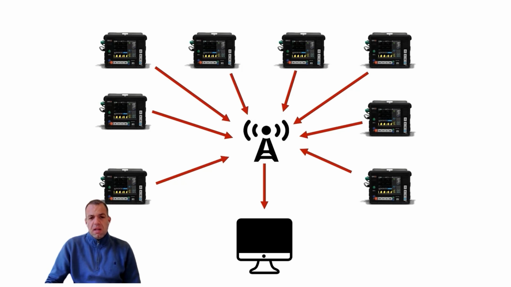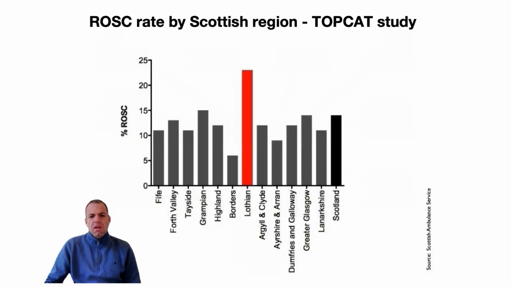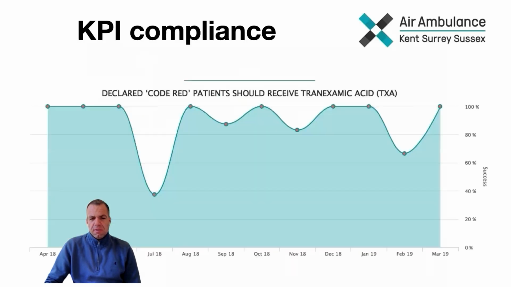And this is exactly what we did in the southeast of Scotland. We wired up all our monitors, every cardiac arrest was automatically beamed in, saved me running around with my laptop and USB cable, and we found a huge improvement in our ROSC rate. This was the ROSC rate by region of Scotland, as you can see, standing out above the rest once we introduced this system. So very easily done, but with a hugely positive effect.